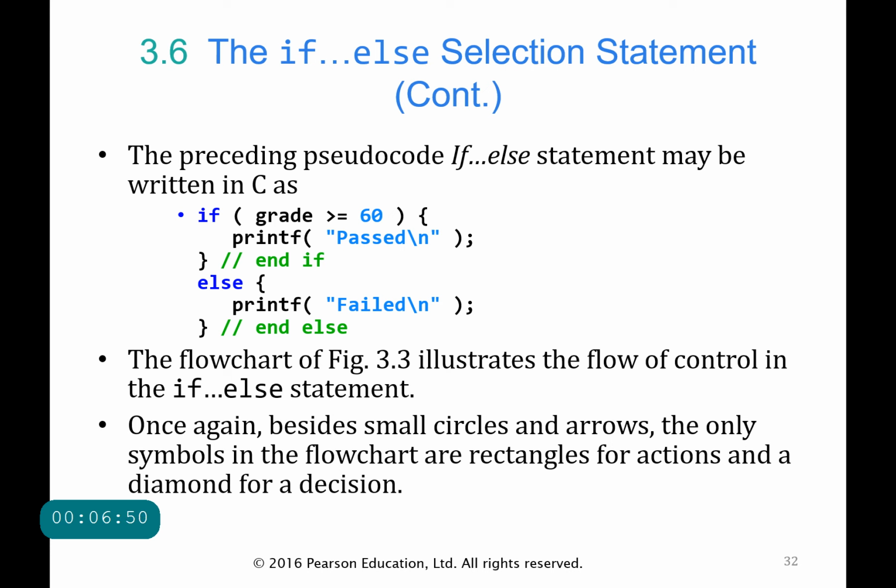If you want to write it in terms of C code, you can write this as: if grade is greater than or equal to 60, print passed, else, so otherwise, if the grade is not greater than or equal to 60, print failed. And then again, just like the if statement, the else statement has a body. This body can have multiple statements. Right now it has only one, and that body needs to be enclosed inside curly braces.